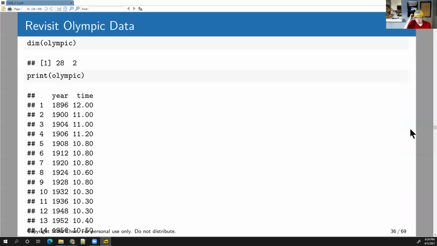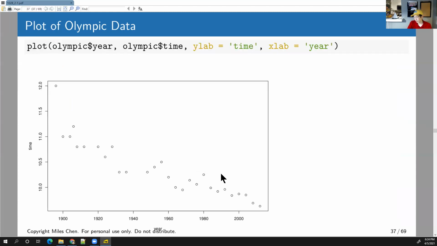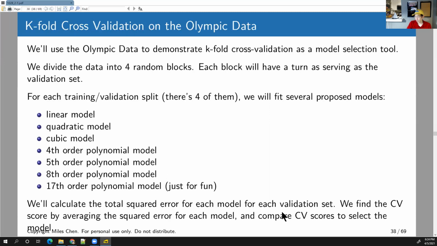So anyway, we'll take a look at the Olympic data. In the Olympic data, we have 28 rows and 2 columns. Our first year is 1896, and I think it goes up to 2008, or maybe 2012. Here's what we do, just to illustrate this: we're going to divide the data into 4 random blocks.